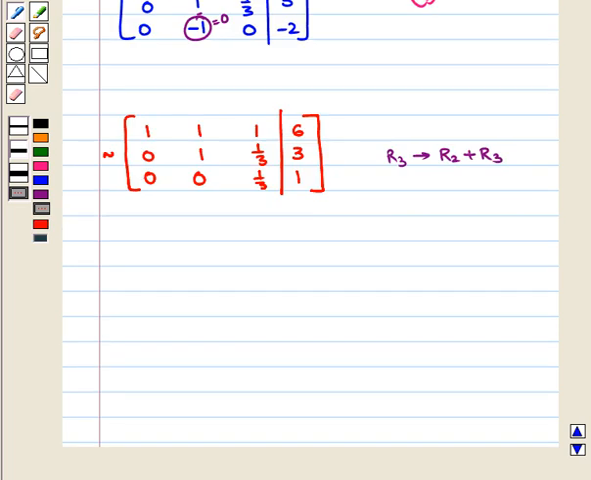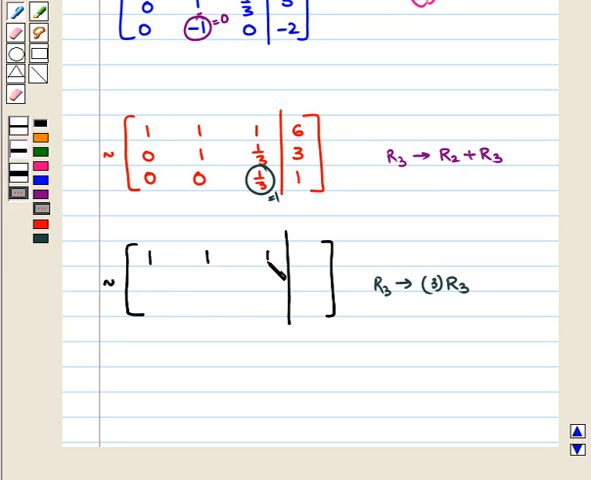Now we come to row 3. Here the leading entry is 1 by 3. We have to make it 1. So we multiply row 3 by 3 and we get the matrix containing elements 1, 1, 1 and 6 in the first row, 0, 1, 1 by 3 and 3 in the second row, 0, 0, 1, 3 in the third row.